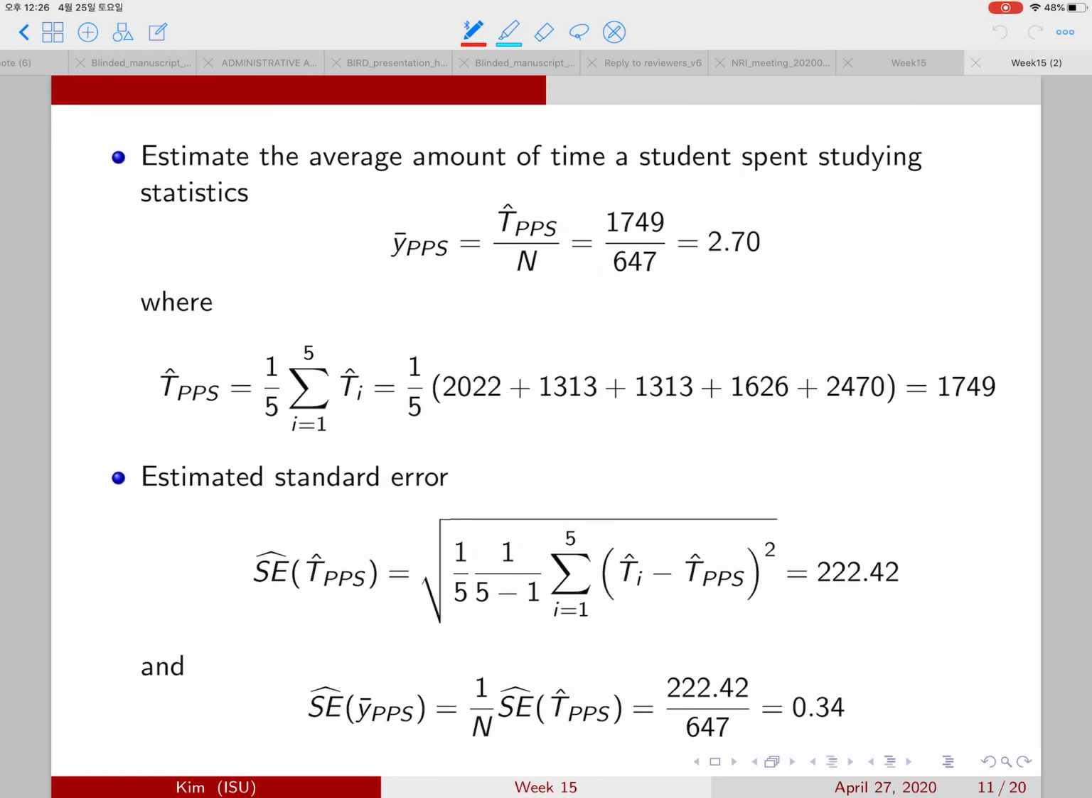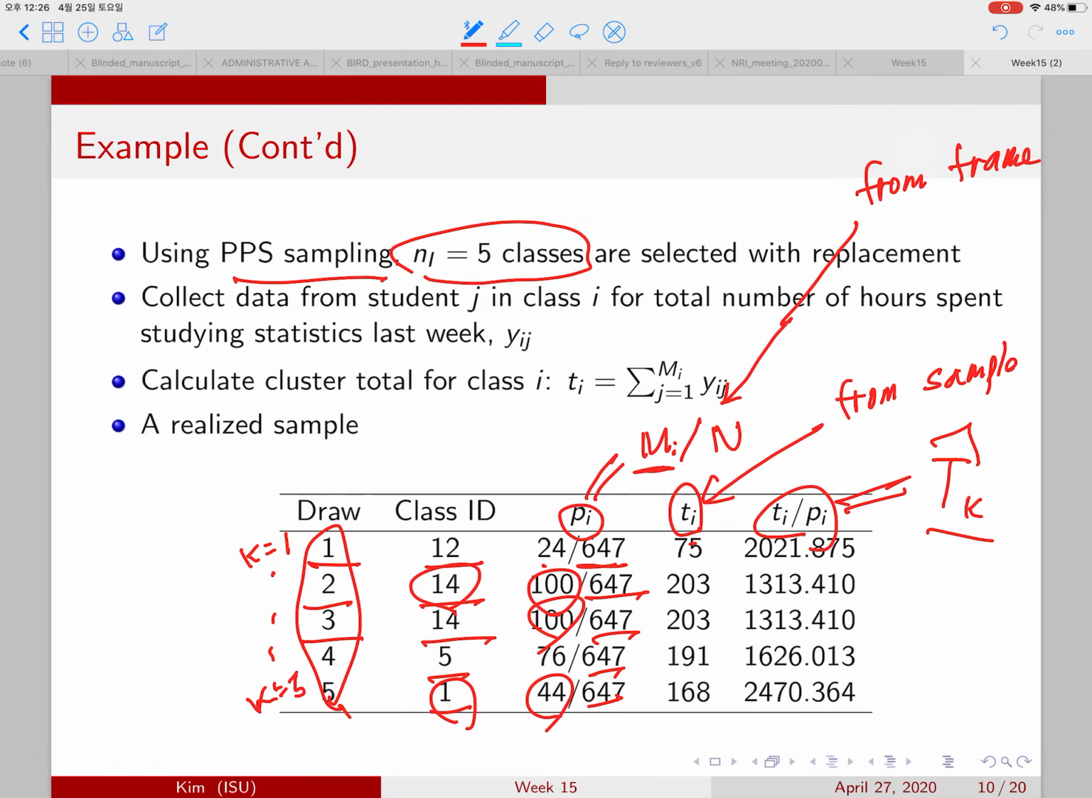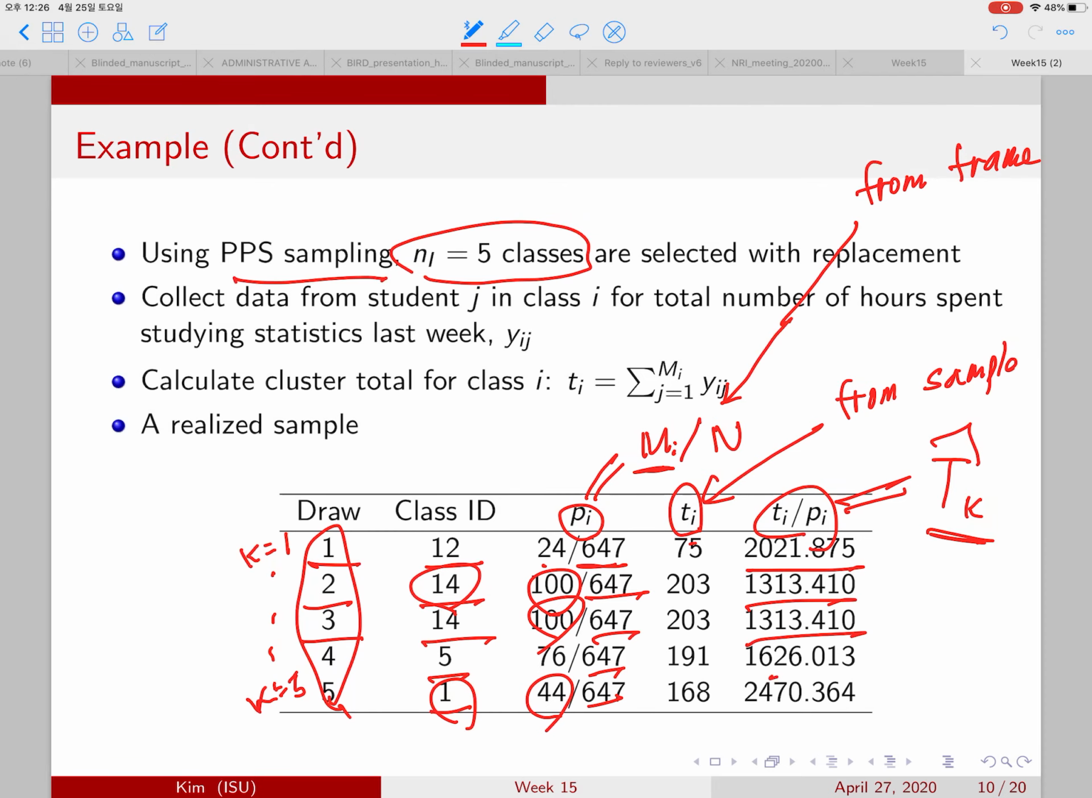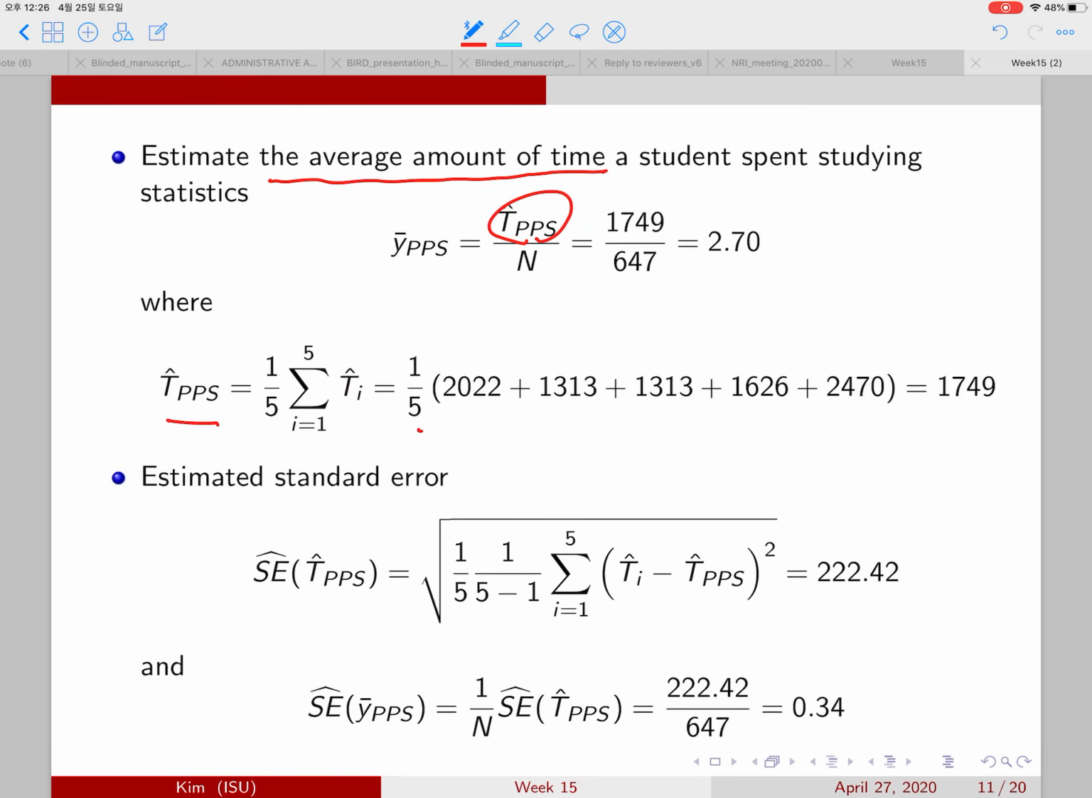So then, using this sample, you can estimate the average amount of time students spend studying statistics. You use this sample to obtain the estimator of capital T. So that is the sample mean of these T hat k, which is this one. And then we use this number and divide by 647, and we end up getting this number.